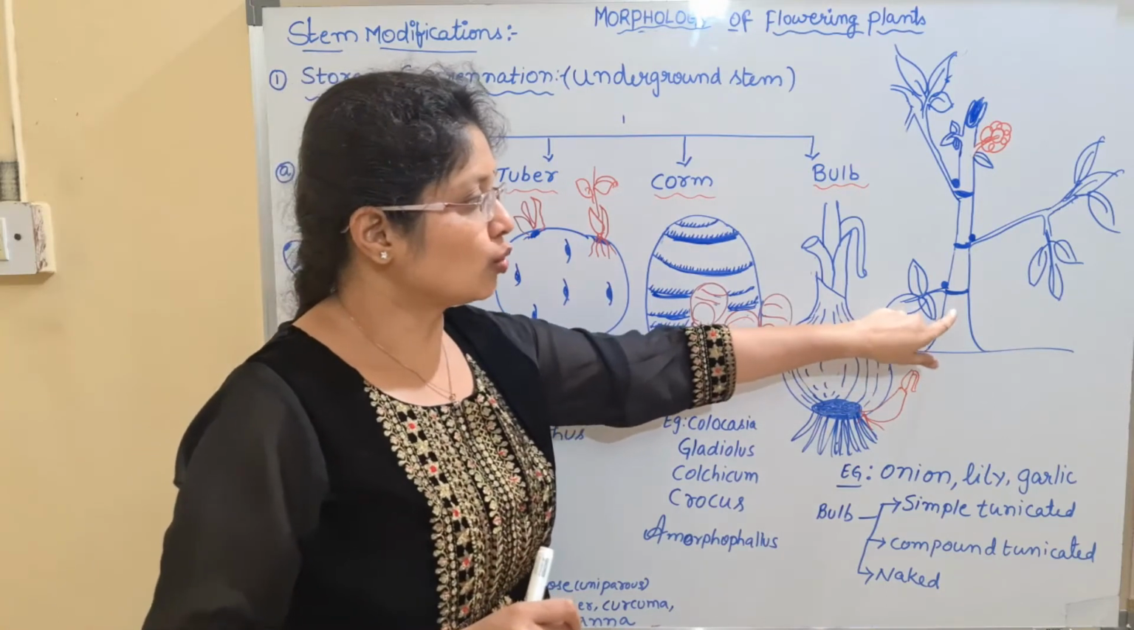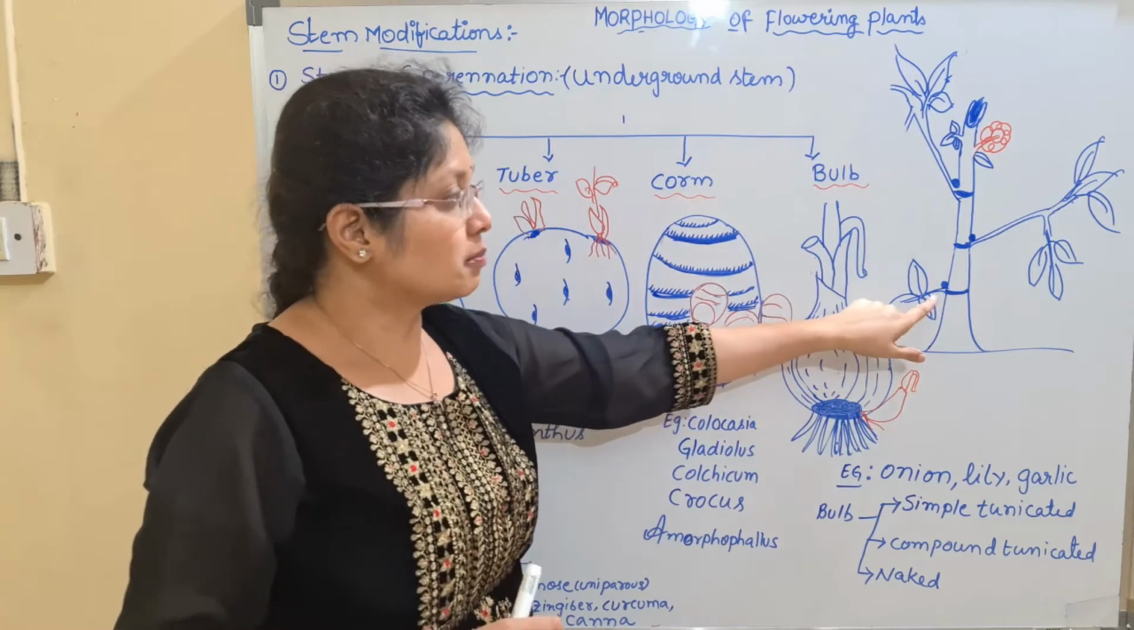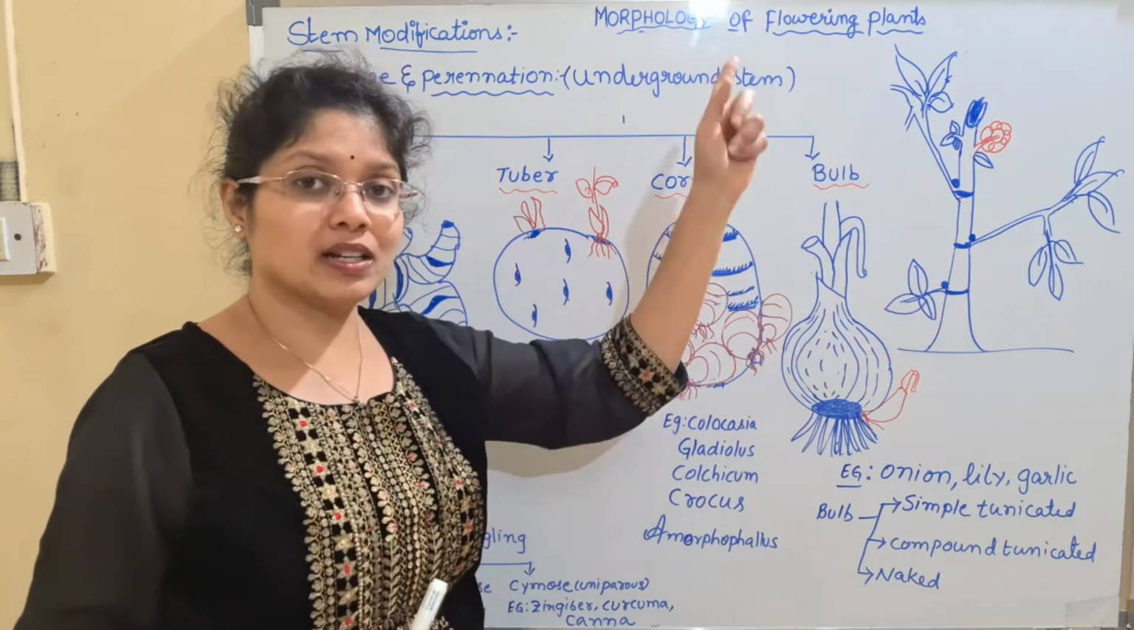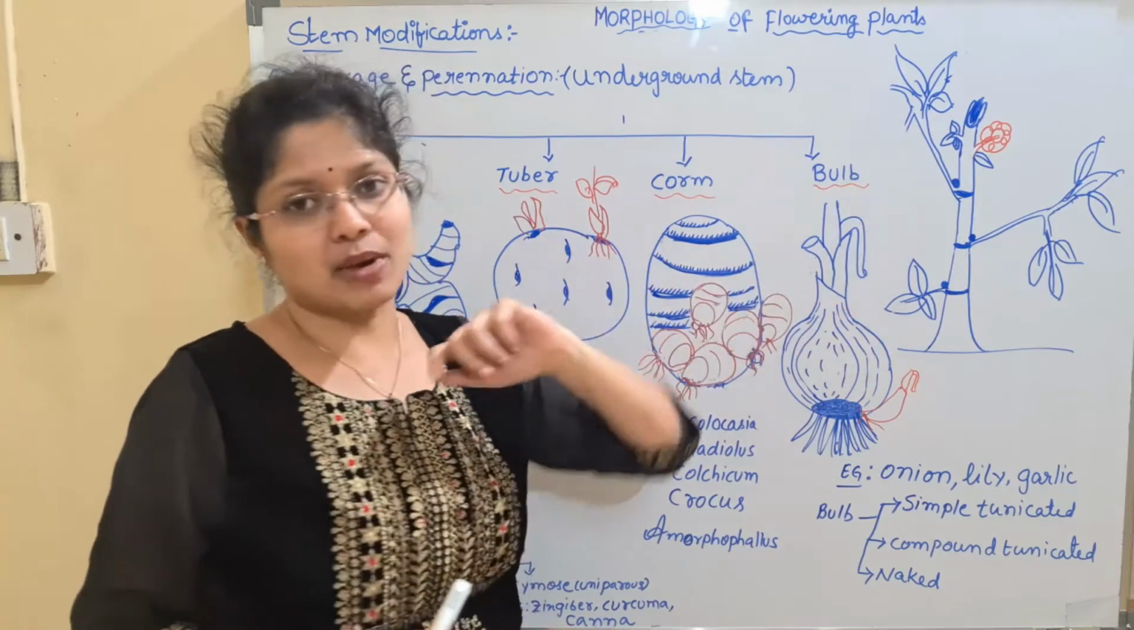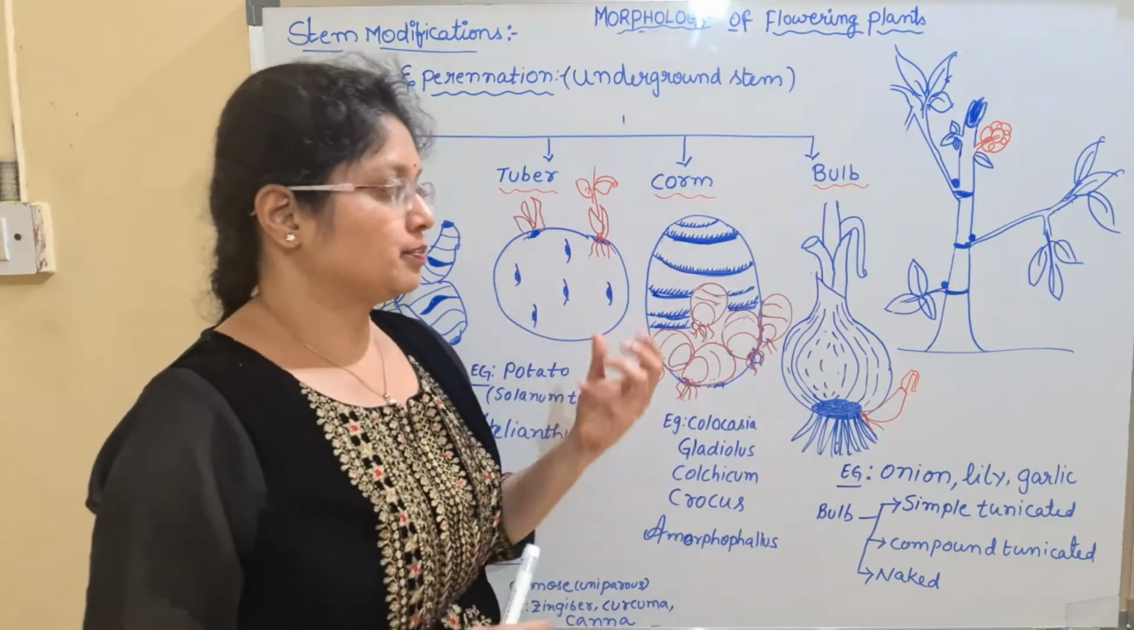Okay, so for now we are mainly discussing the structures associated with the stem here. One is the nodes, and in the nodes we have the buds. The buds are again of two types, the terminal bud and the axillary bud, and we also have the leaves and branches attached to the stem.